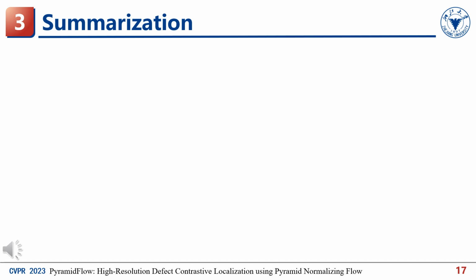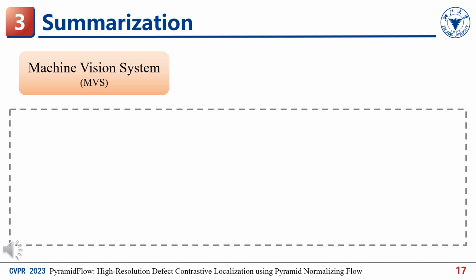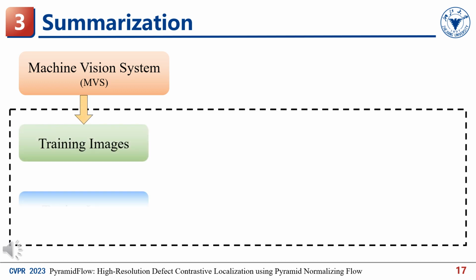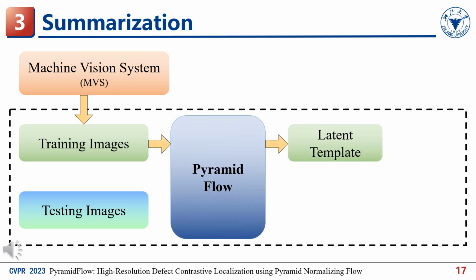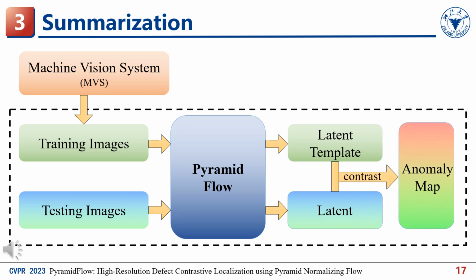Finally, in this figure, we present a summary of our work. In practical applications, machine vision systems serve as data sources, providing training and testing data. During this process, the training data is mapped to the latent template, while the testing data is mapped to the latent space, and contrasted with the template to generate anomaly maps. If defects are detected, human intervention is necessary to address them, either by removing or repairing the defective samples.